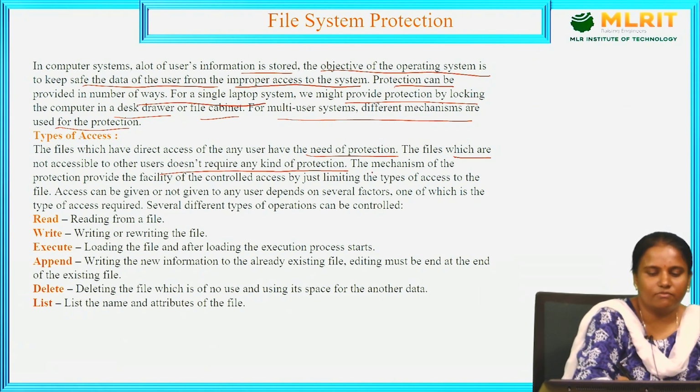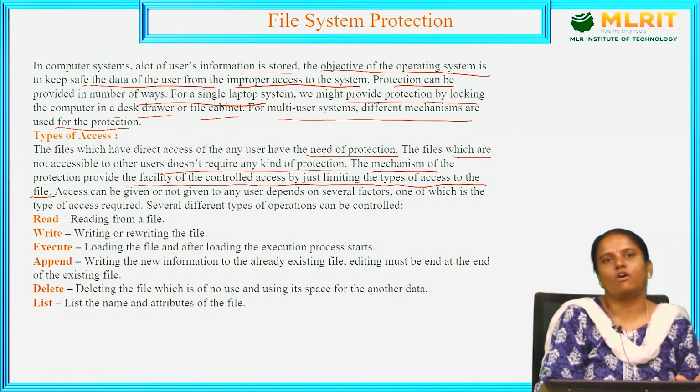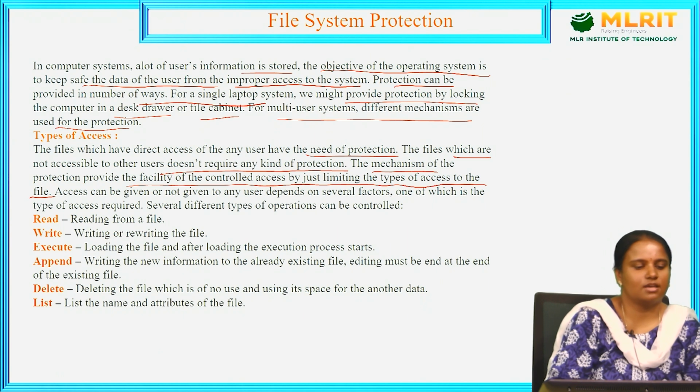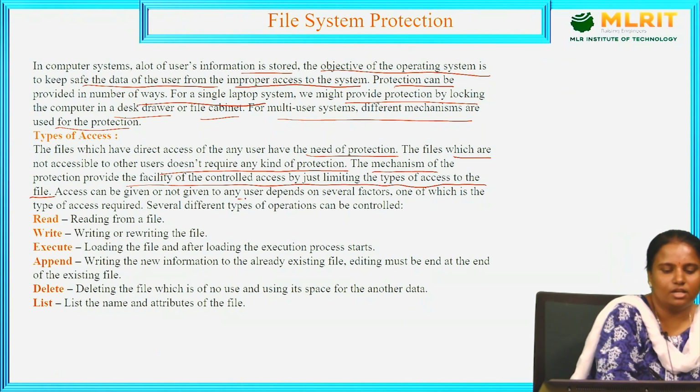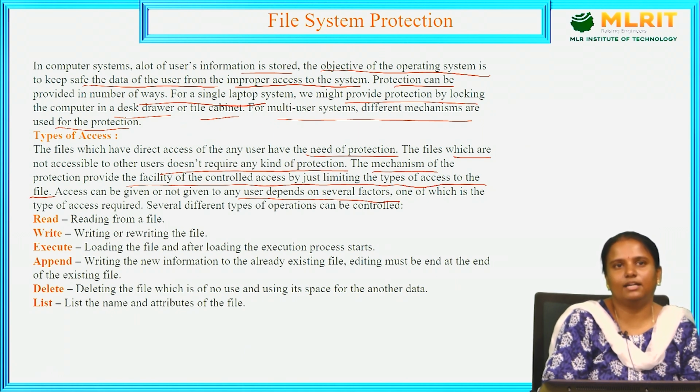So the protection mechanism provides the facility of controlled access by limiting the types of access of a file. Whatever files are required, only particular files we are protecting, and those files are protected with passwords, and those passwords are given only to authorized users. Why? Because you are protecting those files from unauthorized users. Access can be given or not given to any user depending on several factors. The user can depend on that file only when he has the access permission. Otherwise, he cannot access that file.